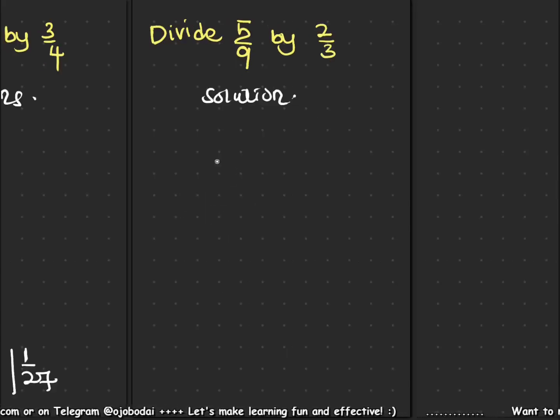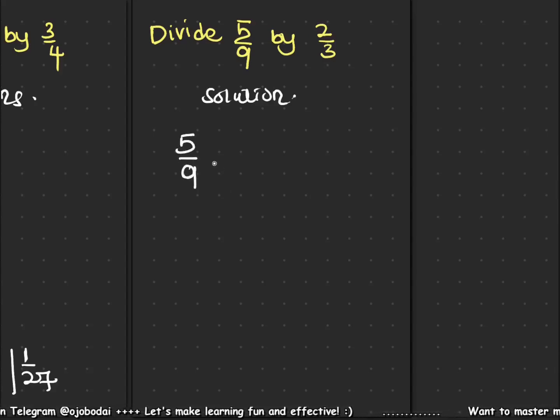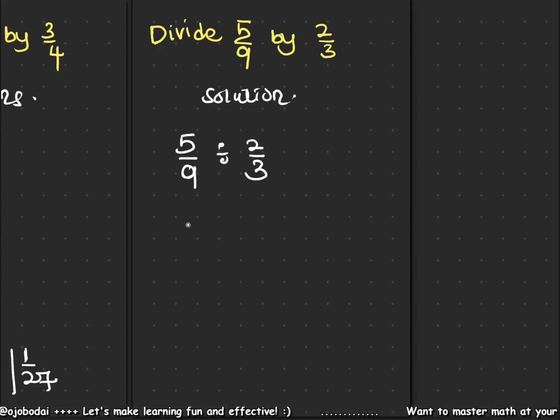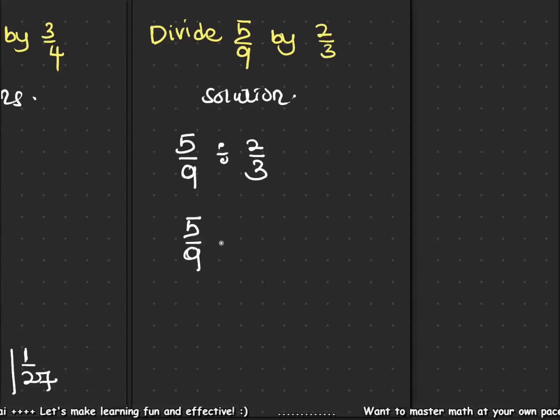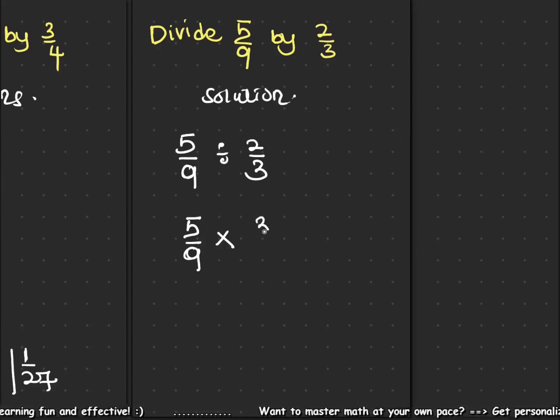This question says we have to divide 5 over 9 by 2 over 3. So we have 5 over 9. You can as well pause and solve it and come and check later. But then we have 5 over 9 times, that is changing our division sign to multiplication, 3 over 2. That is changing our next fraction into its reciprocal form. We now have 5 times 3.